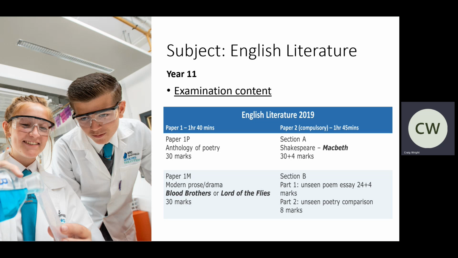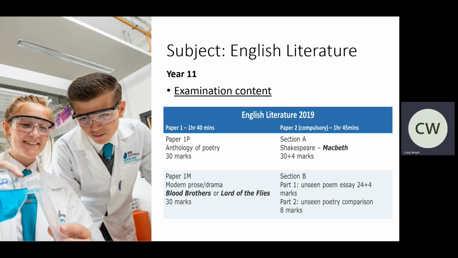That's 1 hour 45 minutes for paper 2, so slightly longer, but all four English exams are 1 hour 45, apart from paper 1 literature, which is just 5 minutes shorter. So it's a lot better in terms of timing this year.